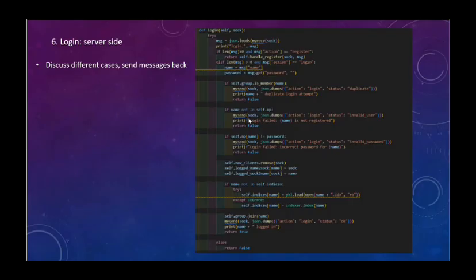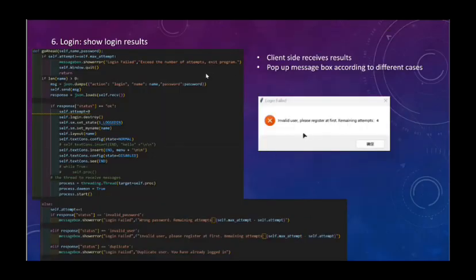And for the server side, it will take the name and password and discuss different cases, and send messages back. As you can see, the cases include OK, duplicate login attempt, the name is not registered, and incorrect password. After the server sends a message back, the client side receives the results, and it will pop up a message box according to the different cases.